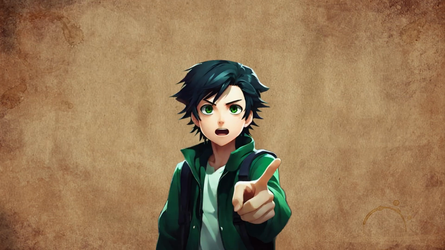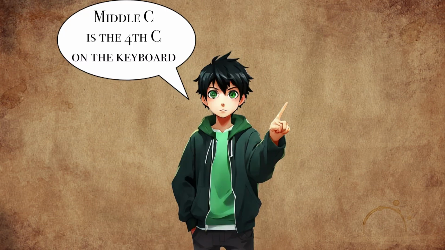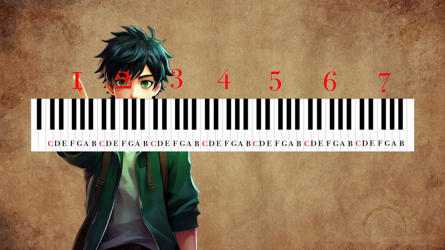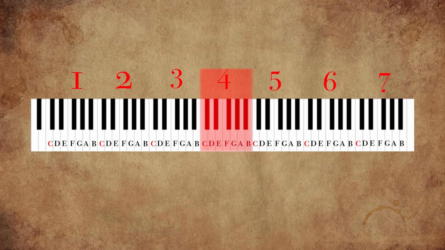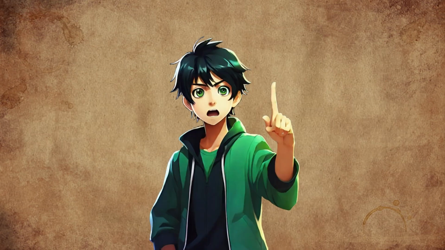Now that we know all the names of the keys, we can find middle C pretty easily. Middle C is the 4th C on the keyboard. So find the very first C on your piano and then count all the C's up until 4. That one is going to be middle C. Awesome. We have found middle C.